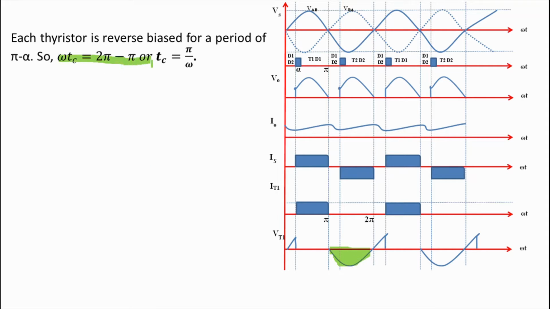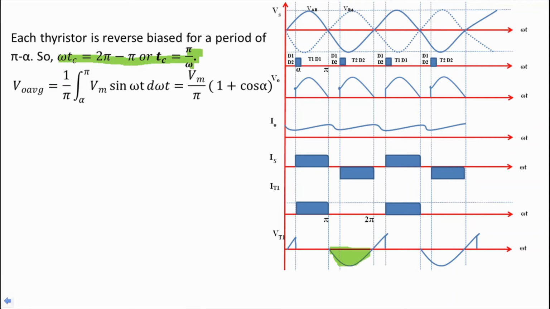Now see the waveform of output voltage V0. We get output voltage V0 from alpha to pi. So we can calculate the average value of this output voltage. V0 average is equal to 1 upon pi, where pi is the time period of the waveform, integration alpha to pi Vm sin omega t d omega t. On solving this we get Vm upon pi (1 plus cos alpha).